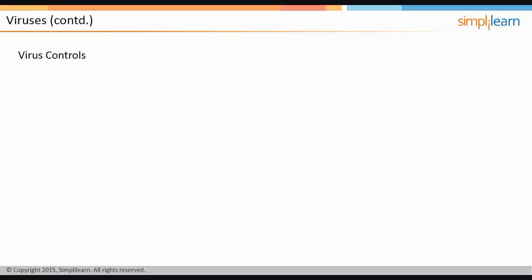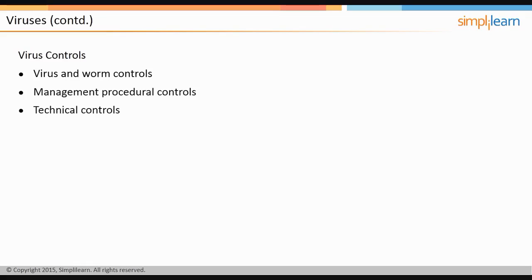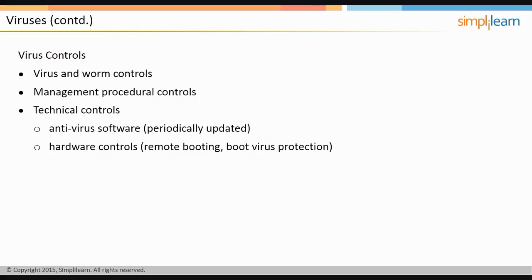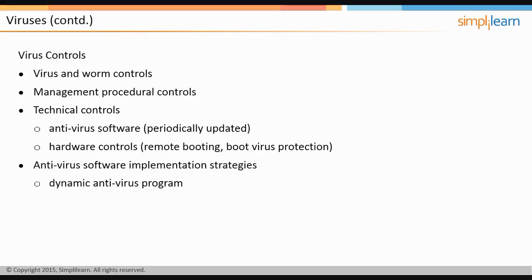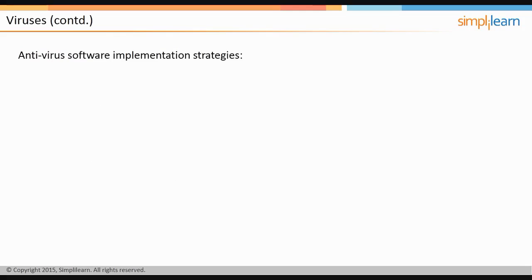Virus controls available are virus and worm controls, management procedural controls, technical controls, antivirus software periodically updated, hardware controls, remote booting, boot virus protection, antivirus software implementation strategies, dynamic antivirus program, sound policies and procedures. Let us continue to discuss viruses on the next slide.